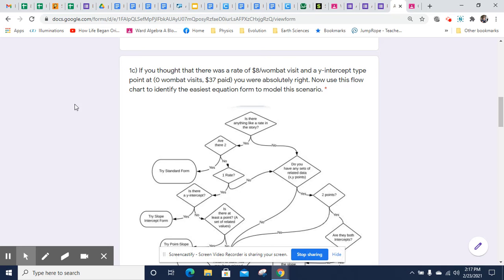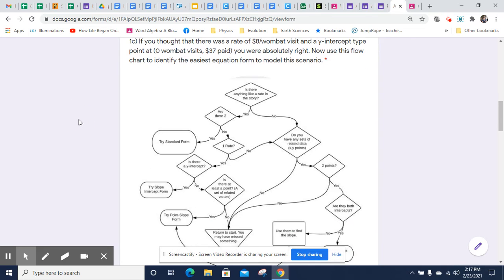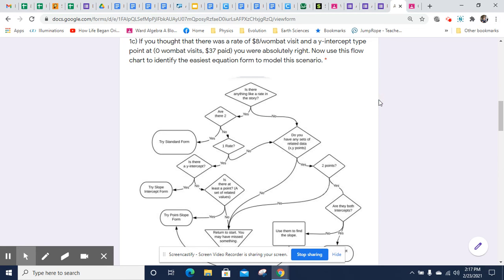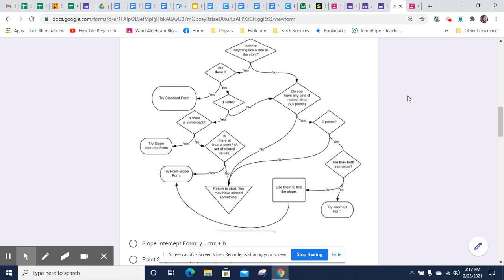So let's use this flow chart. So I'm going to zoom in on that flow chart just a little bit so we can see it a little better. All right, I guess it doesn't want to zoom in for some reason. All right, well, we're going to persevere anyway. So is there anything like a rate in the story? Yes, there is. Are there 2 rates? In fact, there are not 2 rates. There's just 1 rate. So yes. Is there a y-intercept? Why, yes, there is.